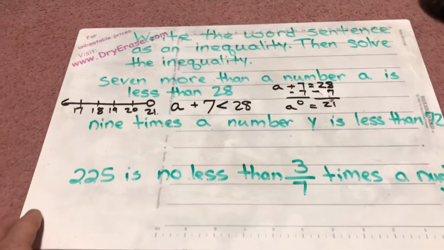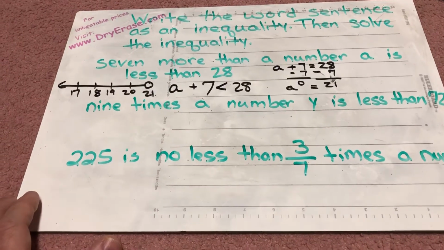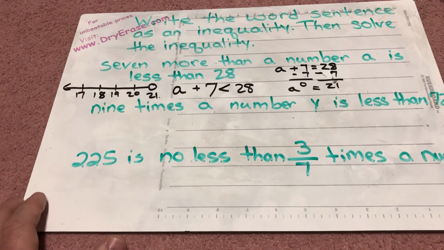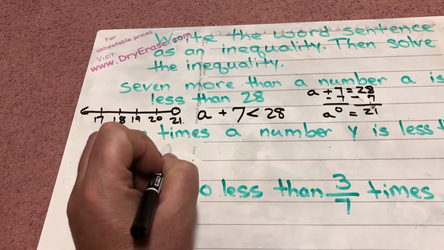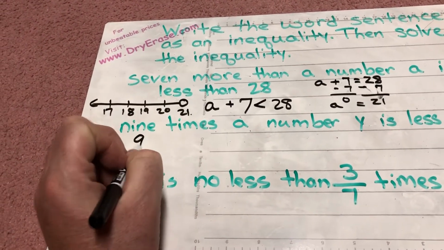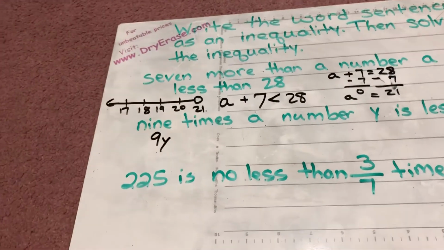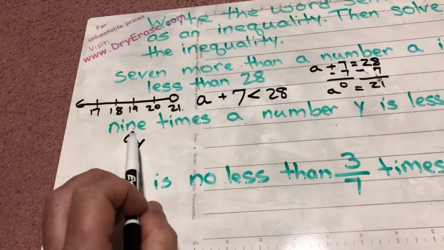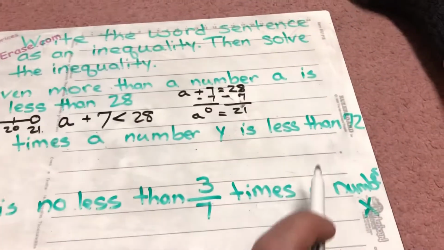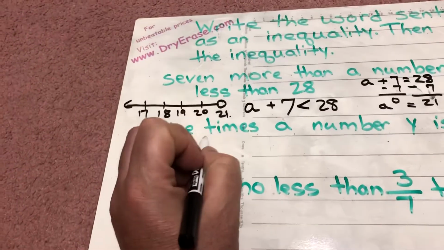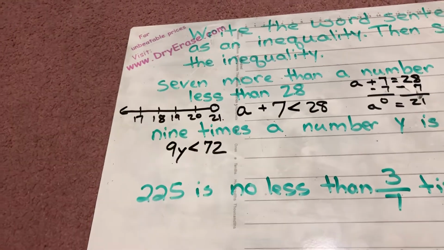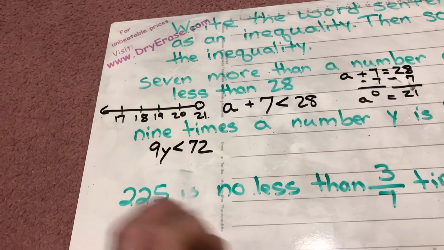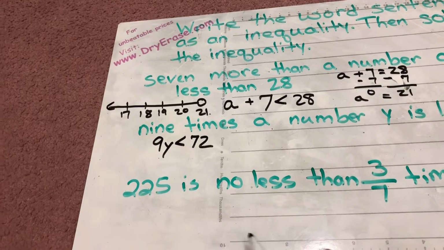9 times a number y is less than 72. Well, the best way to show a multiplication problem with a variable is a number right next to the variable. So 9 times y, and then it says is less than 72. So once again, we're using the less than sign. So that's the inequality. All right.